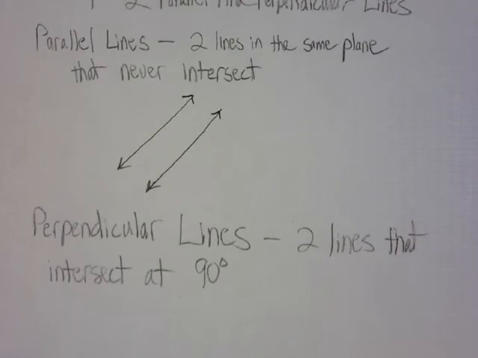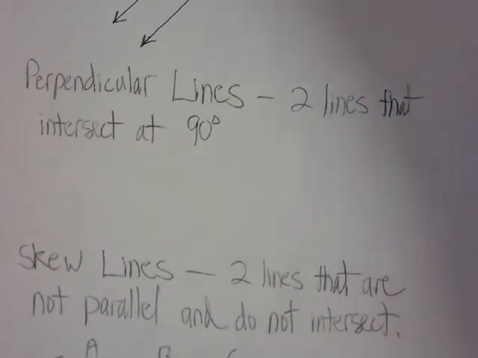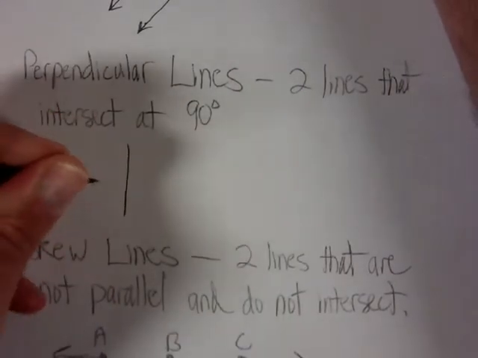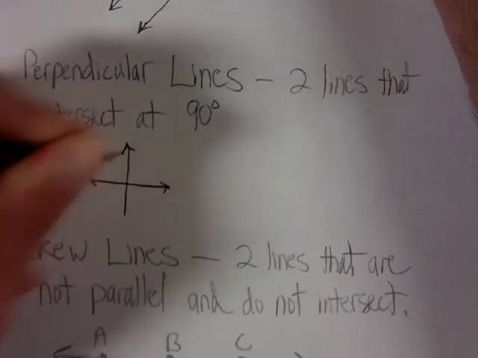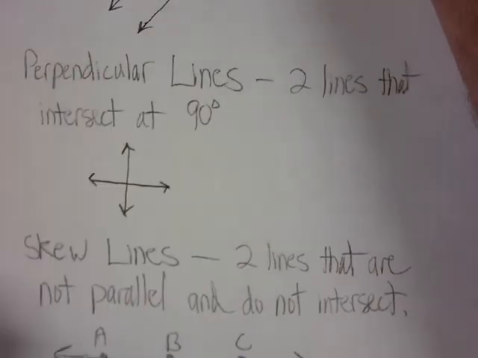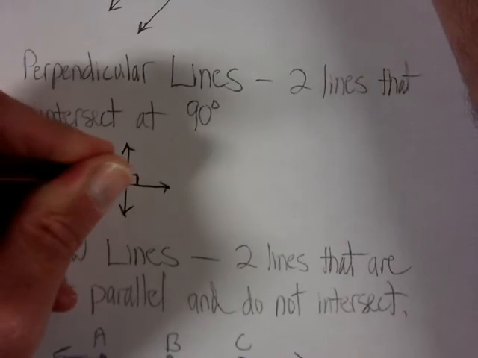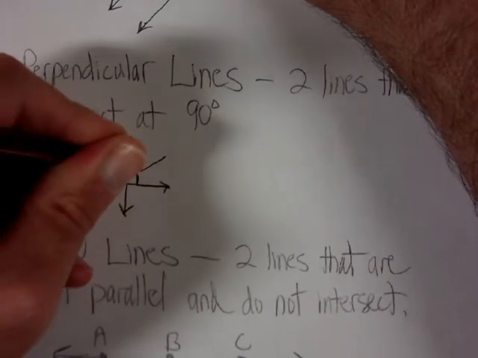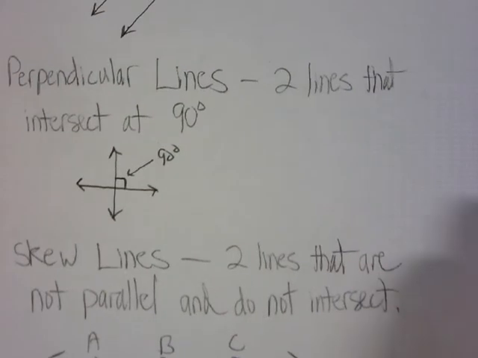Perpendicular lines, they're two lines that intersect at 90 degrees. So if you've got two lines and they intersect each other or cross at 90 degrees, and this is the 90-degree symbol, so keep that in mind. That's important in geometry. Okay? So whenever you see that, that means 90 degrees. All right? 90 degrees. Whenever you see that symbol.